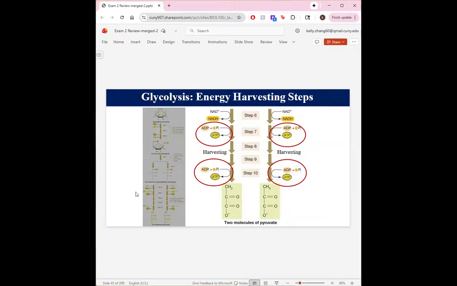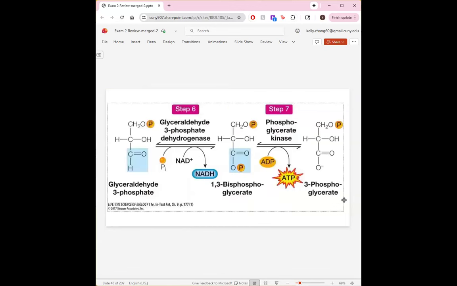So basically, as a summary of all these 9 or 10 steps, glucose uses up ATP to turn into fructose 1,6-bisphosphate, and then fructose 1,6-bisphosphate turns into G3P, and NAD plus becomes NADH, and ADP plus a phosphate group turns G3P into pyruvate. So these are the last steps, 6 and 7.